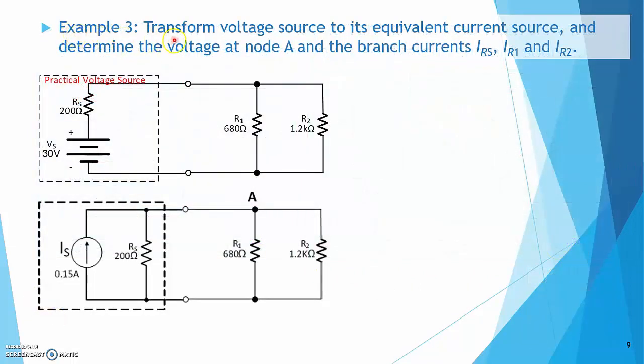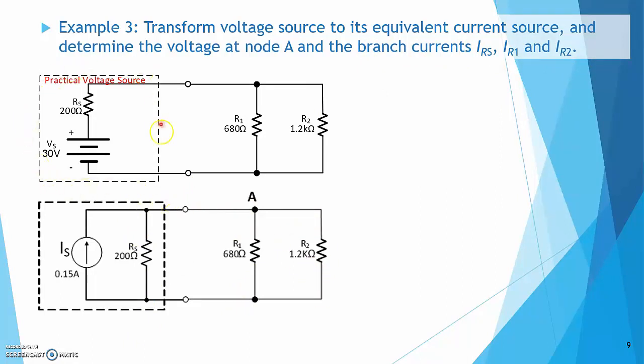Example 3. Transform voltage source to its equivalent current source. This is the voltage source. Later on, we transform it to this current source and determine its voltage at node A. Node A is here. And the branch currents, this 3, 1, 2, 3.